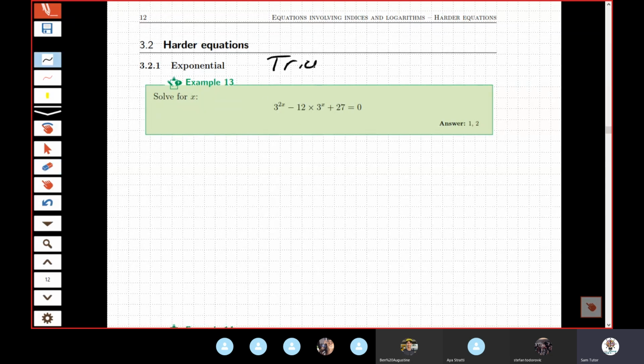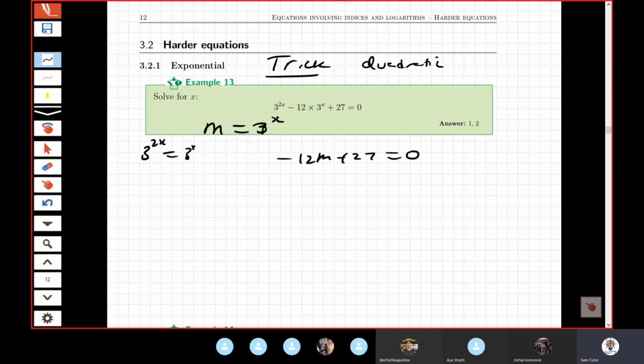The trick to it is it is a quadratic. So you always choose m as the middle term. Always choose your m as your middle term. Once you've chosen m as your middle term and you know it's a quadratic, then you should already know 3 to the power of 2x is 3 to the power of x squared, isn't it? Right? 2x. Let me know if anyone wants that explained a bit more.